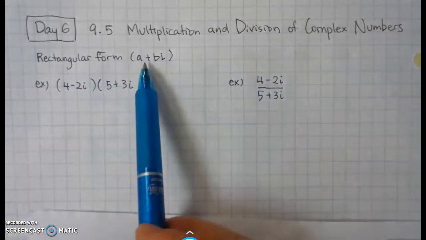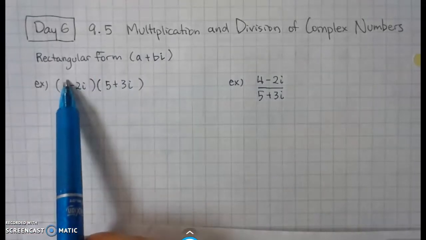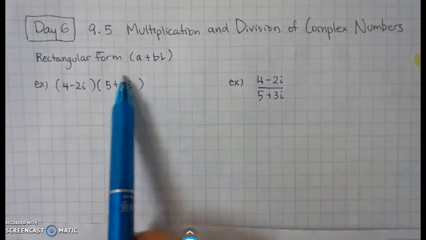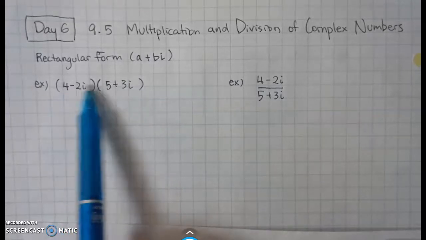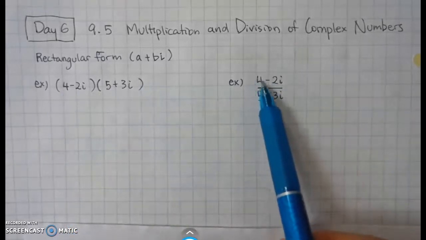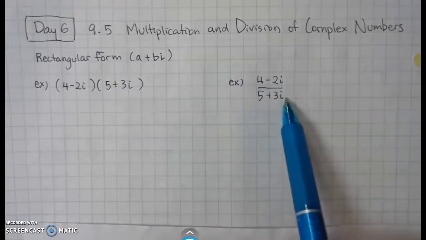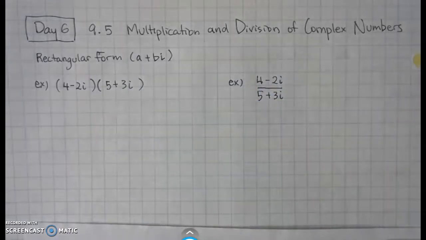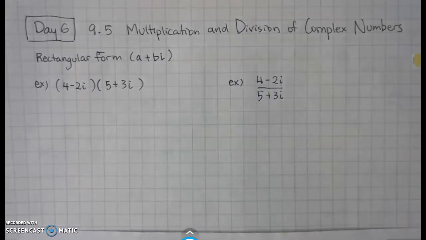So for example, if I have 4 minus 2i, that's one complex number. 5 plus 3i, that's another complex number. If I am multiplying two complex numbers, how do I do that? Or if I am dividing one complex number, 4 minus 2i, by 5 plus 3i, another complex number, how do I do that? I know you know how to do this already. If you already know it, you can just pause the video and see if you can do it yourself. Okay?